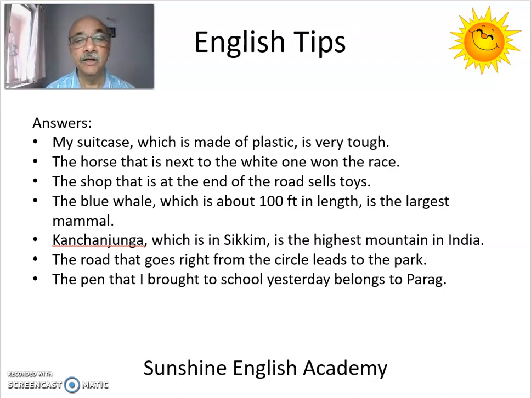Next, Kanchenjunga, which is in Sikkim, is the highest mountain in India. Here again, which is in Sikkim, is giving additional information about Kanchenjunga. It doesn't define Kanchenjunga. Next, the road that goes right from the circle leads to the park. Is it a specific road? Are we defining the road? Yes, the one which goes right goes to the park, not the one which goes left. So here we use that to specify which road we are talking about.